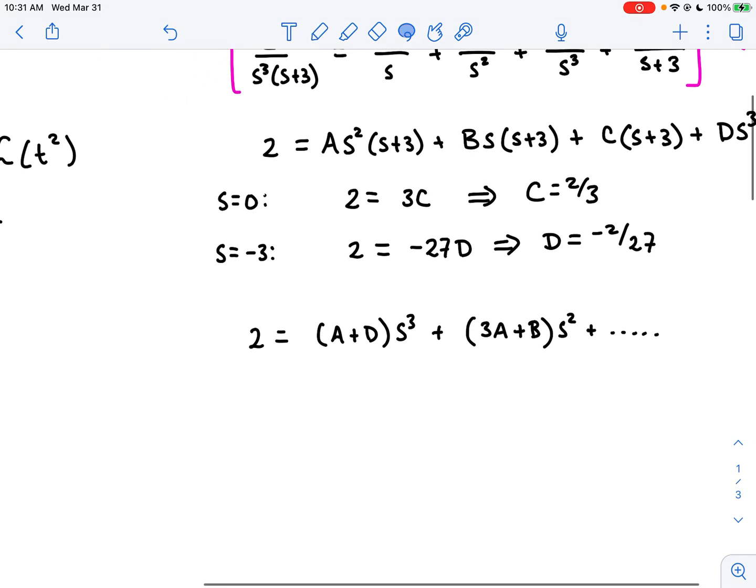Now, on the other side of the equation, notice over here there are no s cubes or s squares. Right? So you could imagine that there's a 0 s cubed over here. So you want to equate coefficients. So A plus D has to be 0.